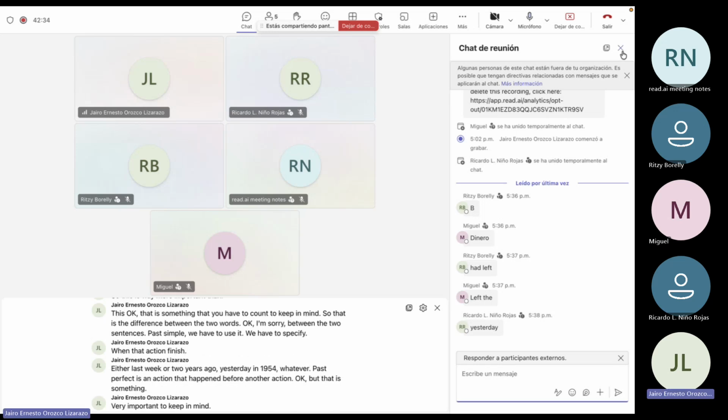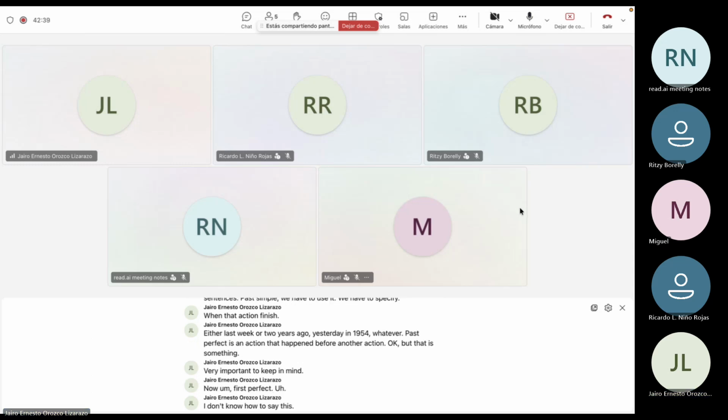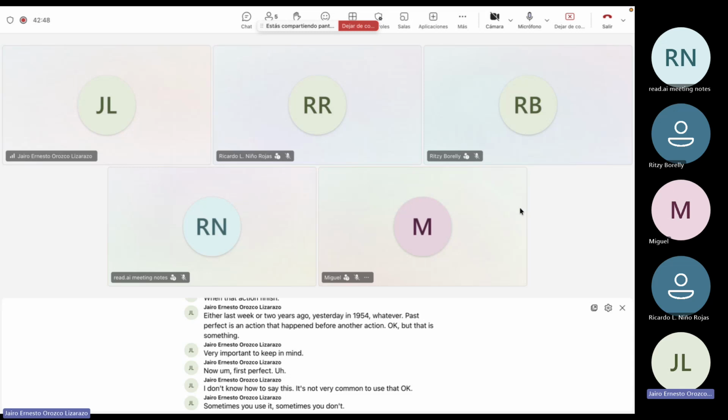Now, past perfect, I don't know how to say this. It's not very common to use that. Okay. Sometimes you use it, sometimes you don't. It's not that common to use that.